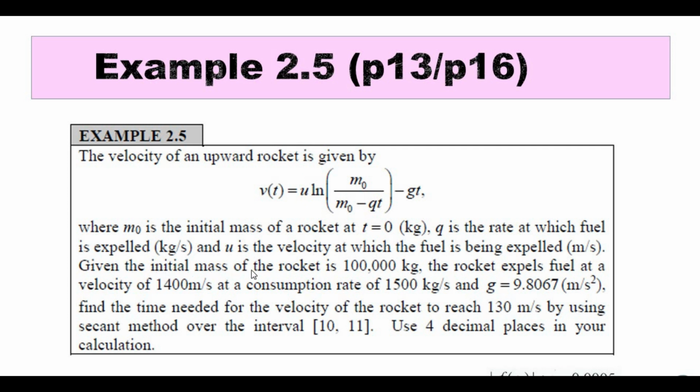Given the initial mass of the rocket is 100,000 kilograms, the rocket expels fuel at velocity of 1,400 at a consumption rate of 1,500, and G is equal to 9.8067. Find the time needed for the velocity of the rocket to reach 130 by using secant method over the interval 10-11. Use 4 decimal places in your calculation.